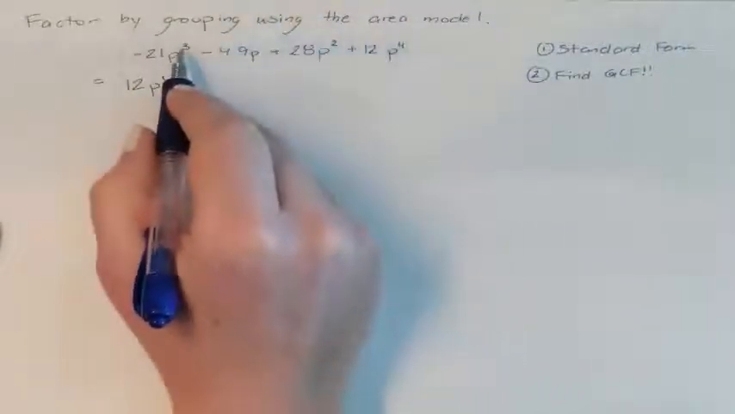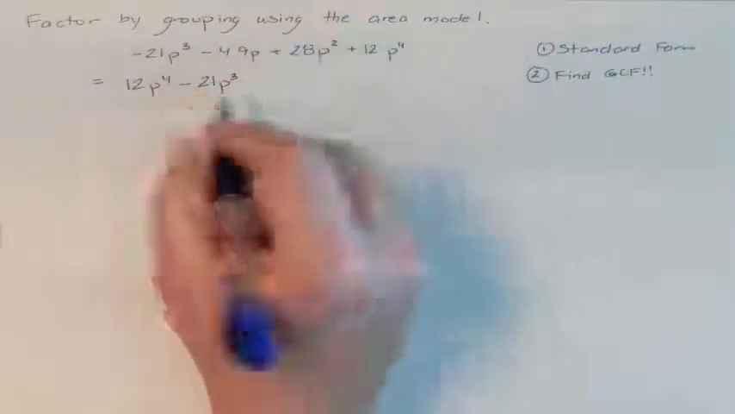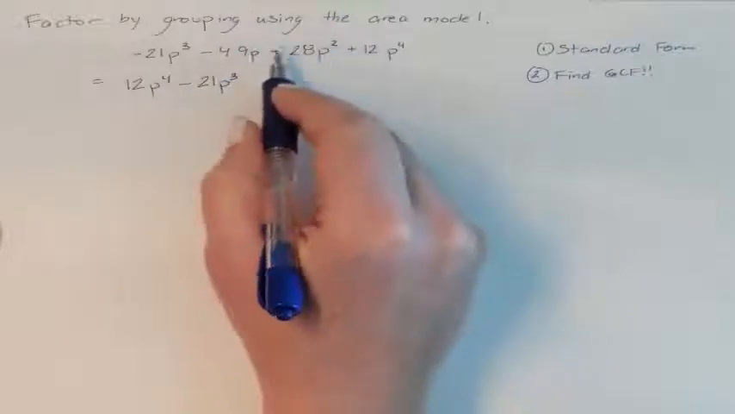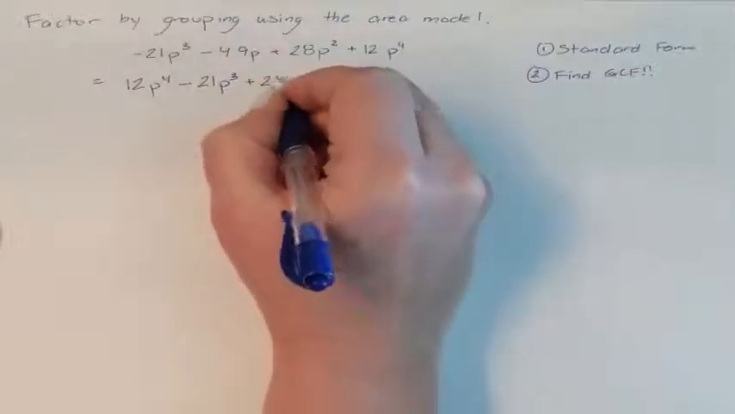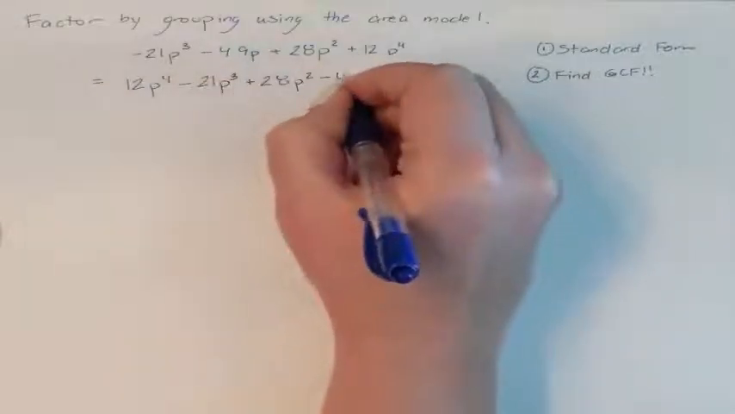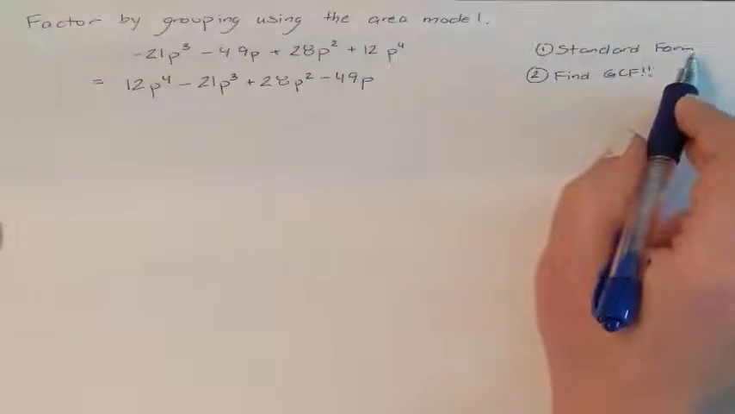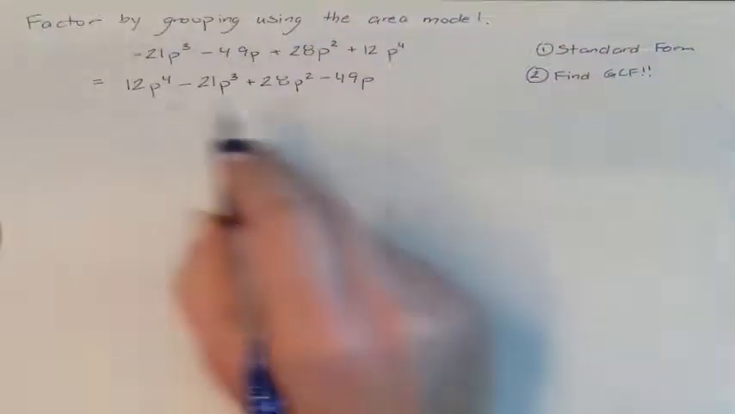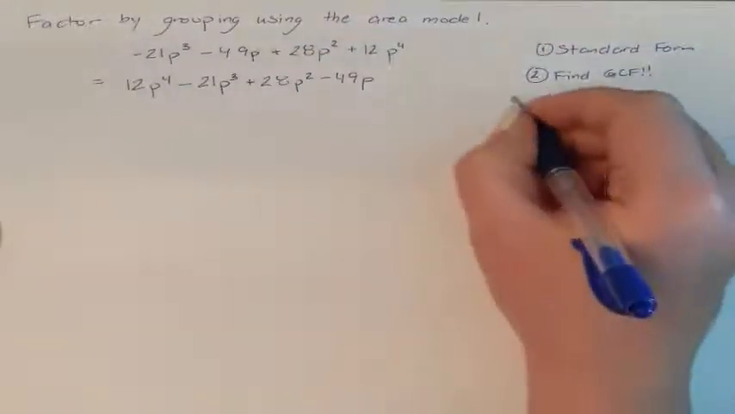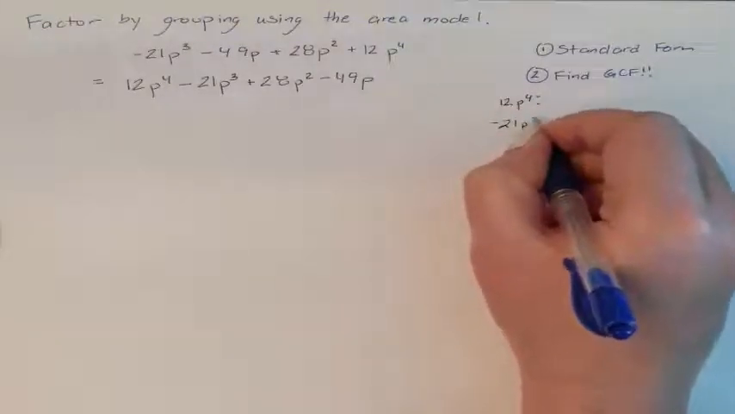After 4 comes 3, so that's a negative 21p to the 3rd. So 4, 3, here's my 2, so positive 28p squared. And my 1, because that was a negative 49p. So 4, 3, 2, 1. I am currently in standard form. Now I need to find the GCF. There are 4 terms, so I should be finding 4 lists to find my GCF.